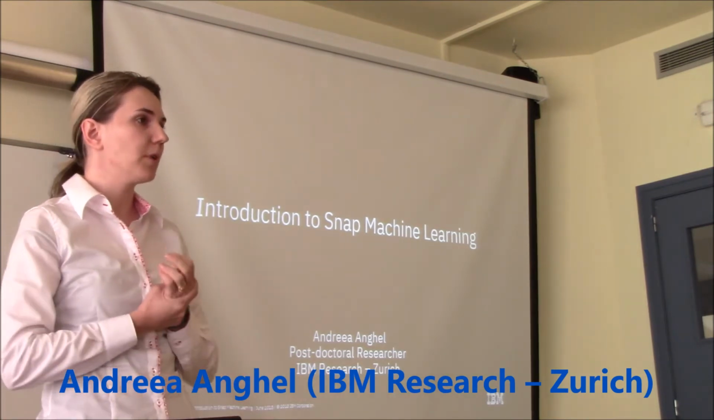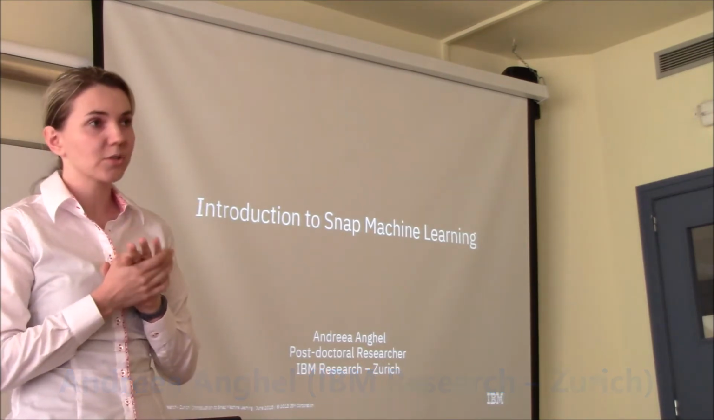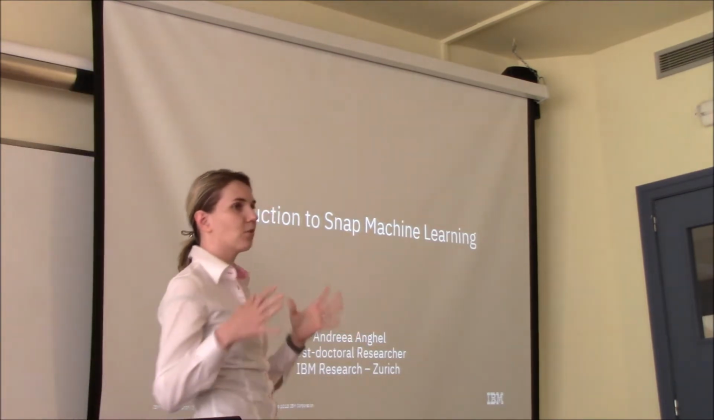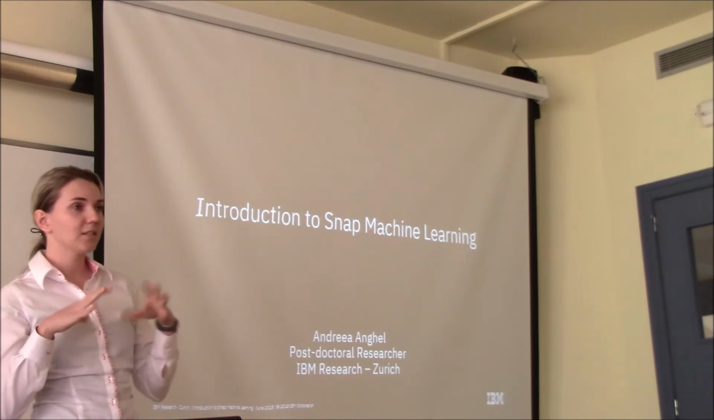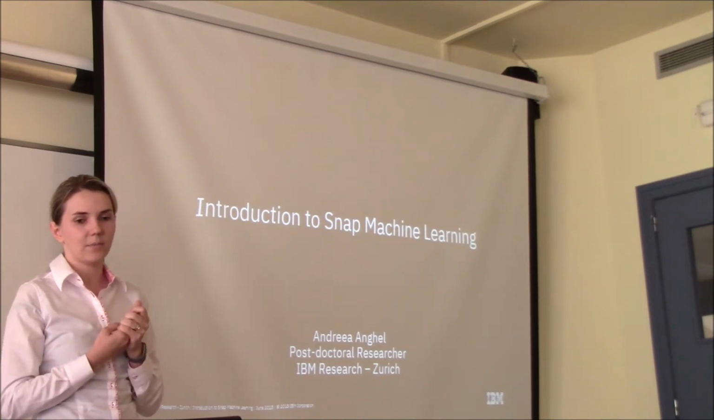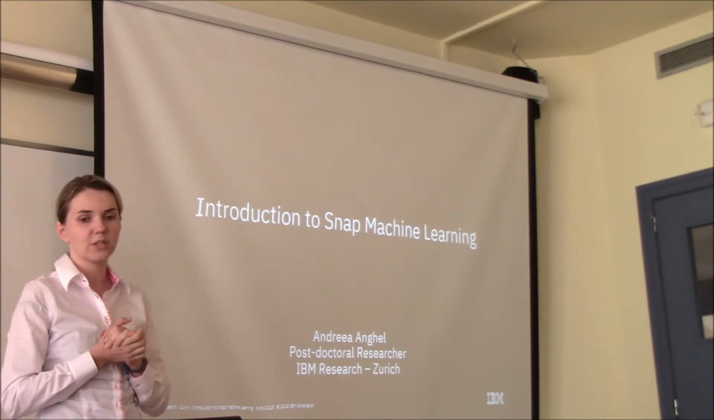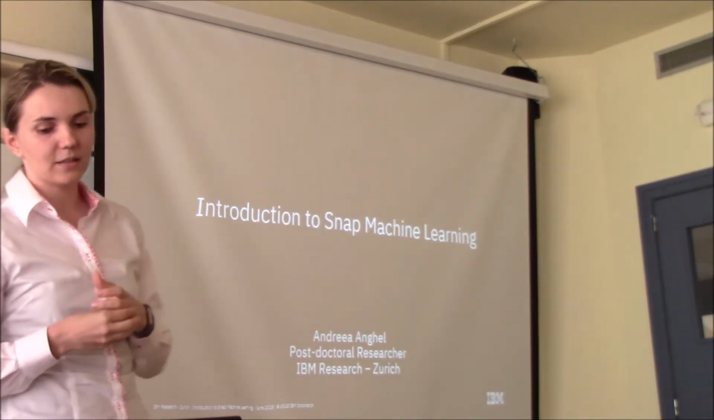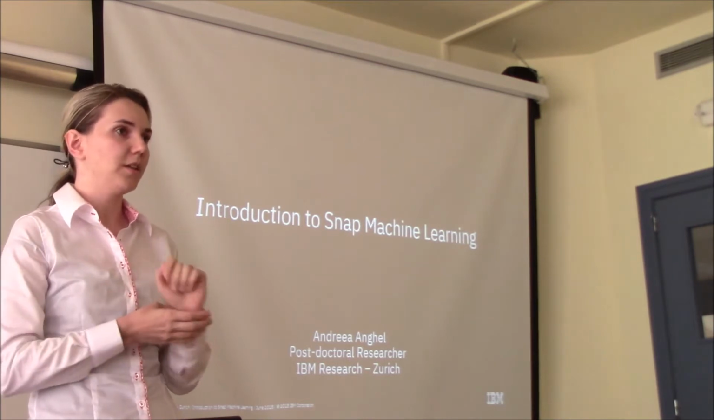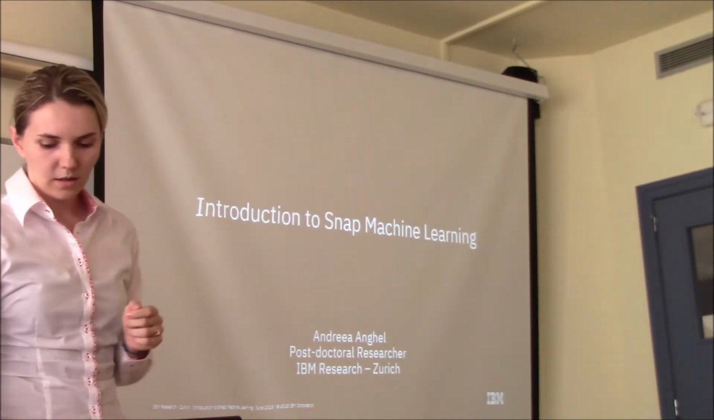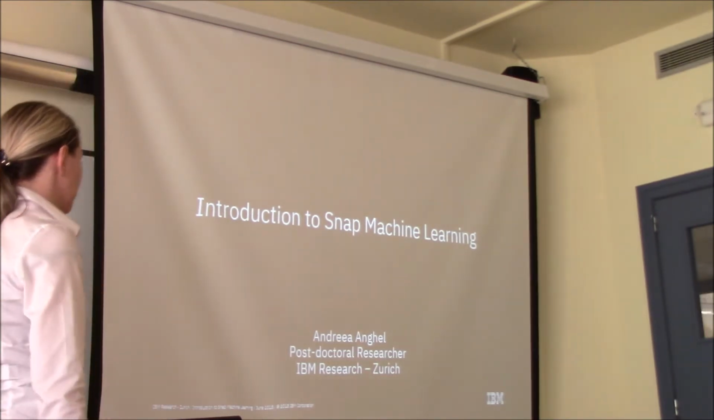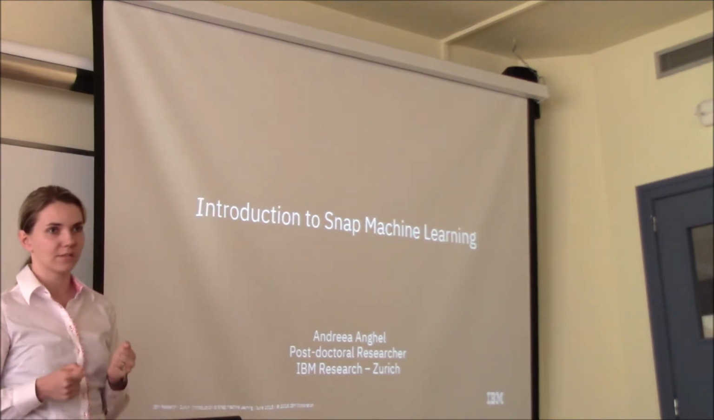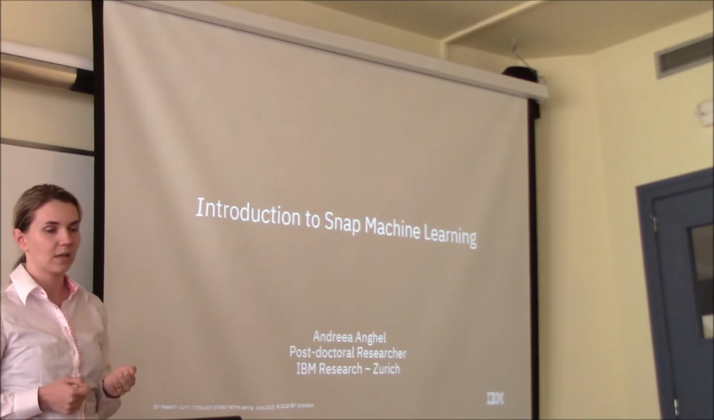IBM Research in Zurich. I'm a postdoctoral researcher, and today I'm going to give you a high-level overview of the main innovations behind this new software machine learning library that has been developed in Zurich over the last 3 years. Snap machine learning is a new framework for very fast training of linear models, generalized linear models.